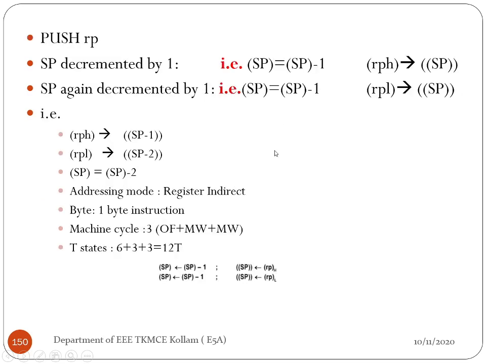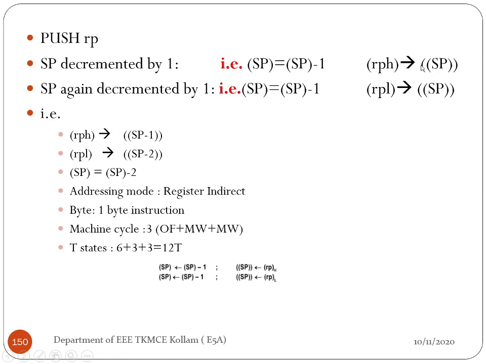Here the addressing mode is register indirect. When we convert this instruction into machine code, the size is 1 byte, so it is a 1 byte instruction. In order to complete the execution of this instruction, it requires 3 machine cycles. As usual, the first one is opcode fetch, then 2 memory writes. Here we need to store the data available in registers into memory locations, so 2 memory write operations are required.